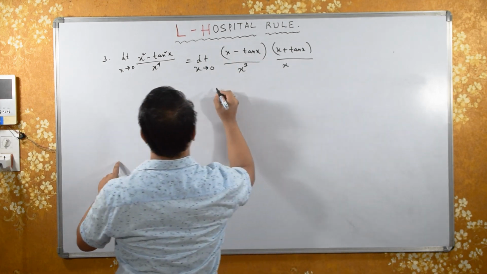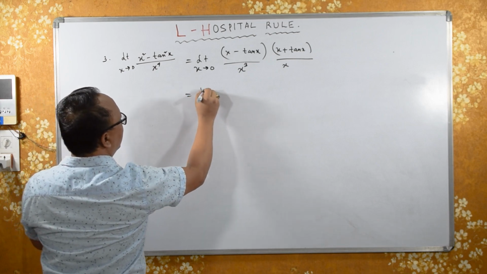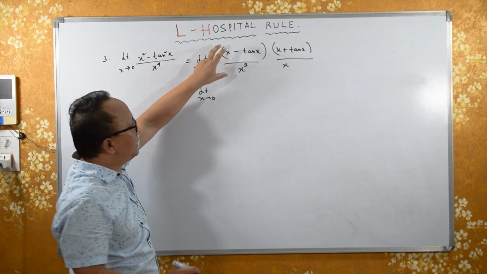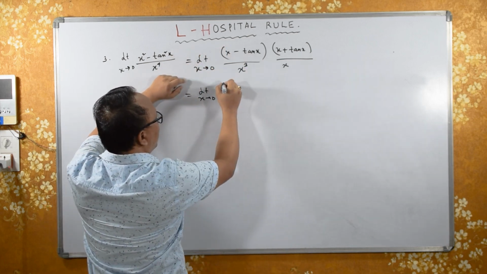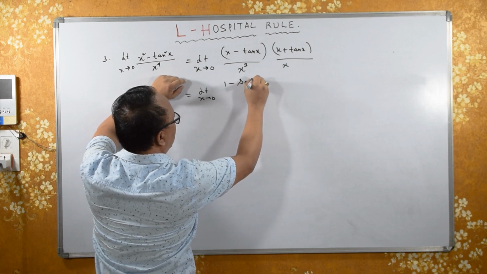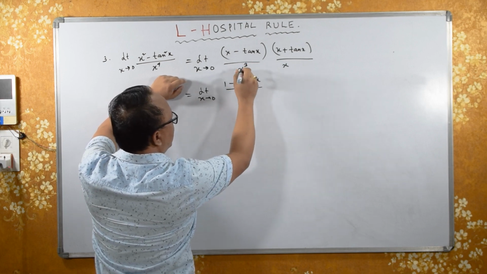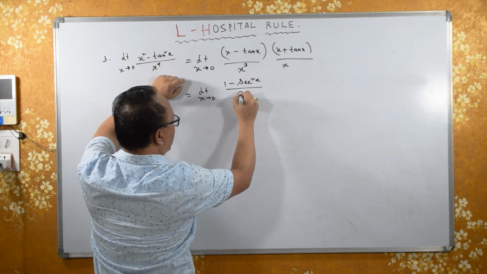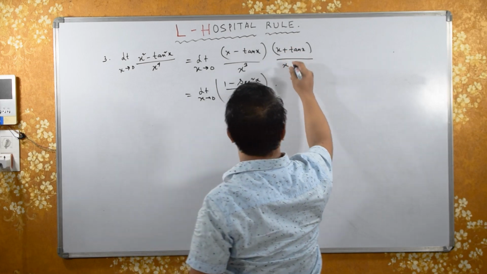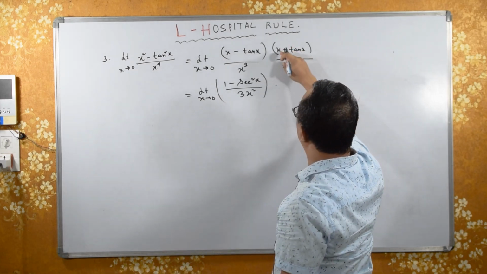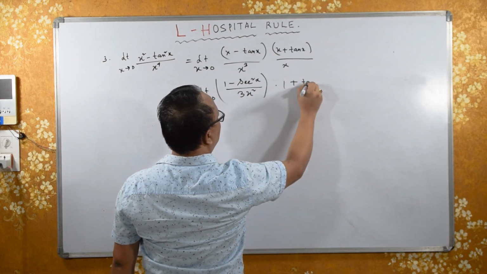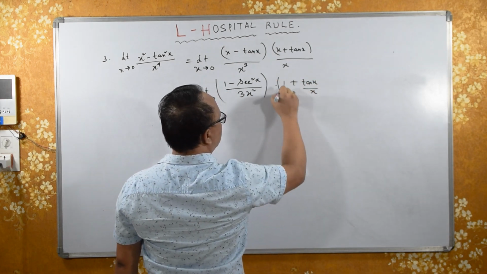Now this is the same as the limit where x tends to 0. If I differentiate this with respect to x, the differentiation of x is 1, minus the differentiation of tan x, which is sec squared x, upon the differentiation of x cube, which is 3x squared. This is the first term. Now if I separate x over here, this is 1 plus tan x upon x.